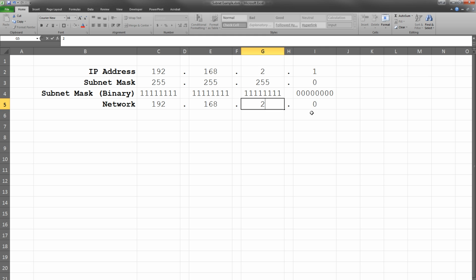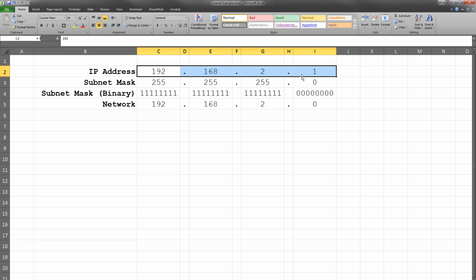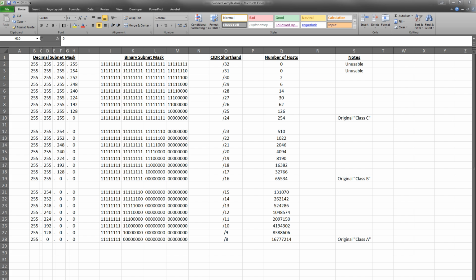And so the first host is the one that we have right here, 192.168.2.1, and the highest host that we could assign would be 192.168.2.254, or one less than the broadcast address. Now it does get a little bit messier when our subnet masks don't break exactly on the octet, so we'll do some more complicated examples next.